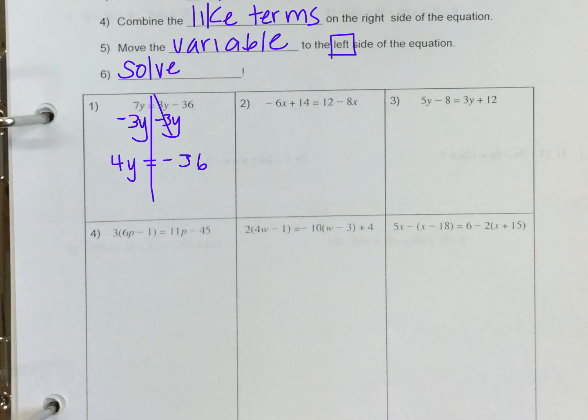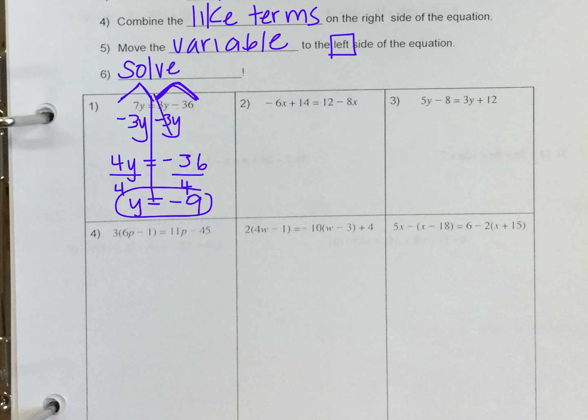Now I just solve it. How do I get the y alone? I divide. Y equals negative 9. So all we're doing is, it's like I got my y's house here and my numbers house here, and the y's want to be together without any numbers, and the numbers want to be together without any y's, so we got to get everybody in separate houses.